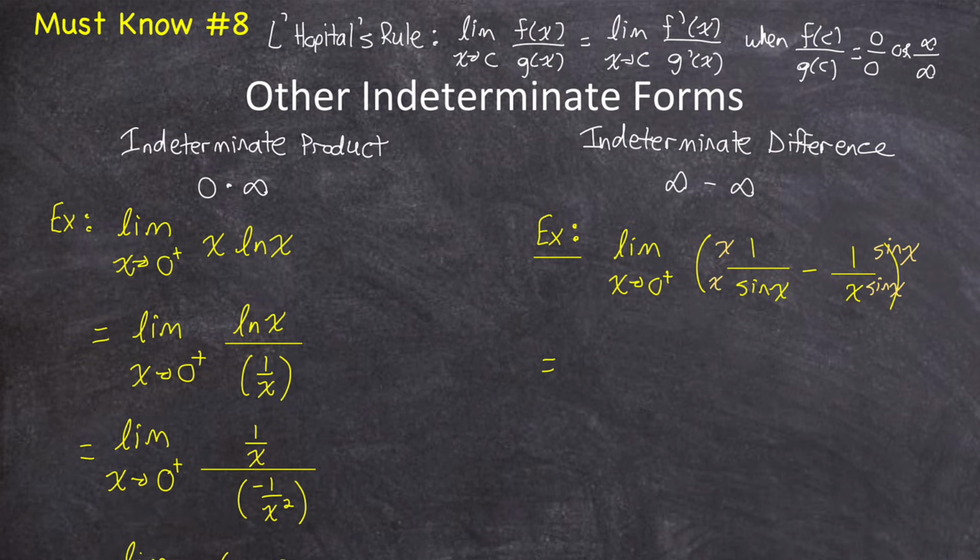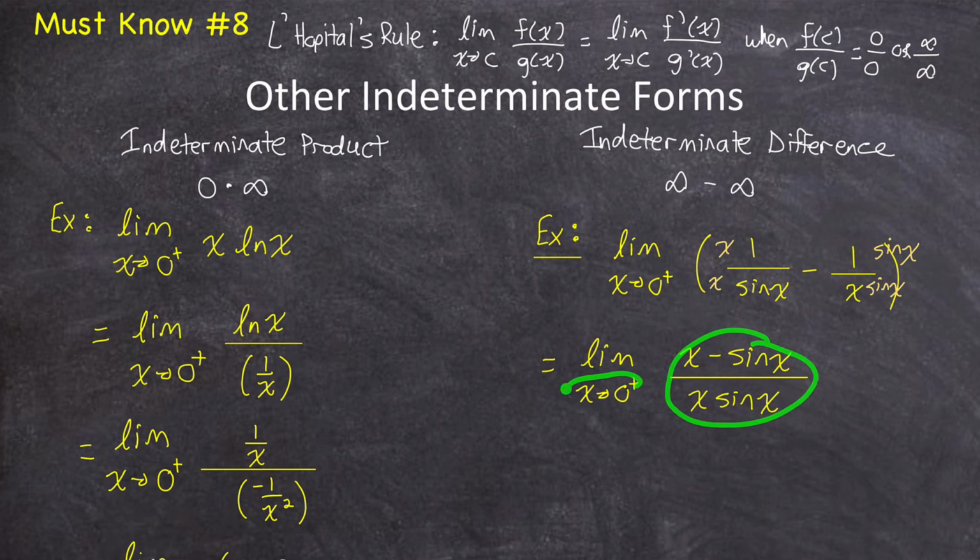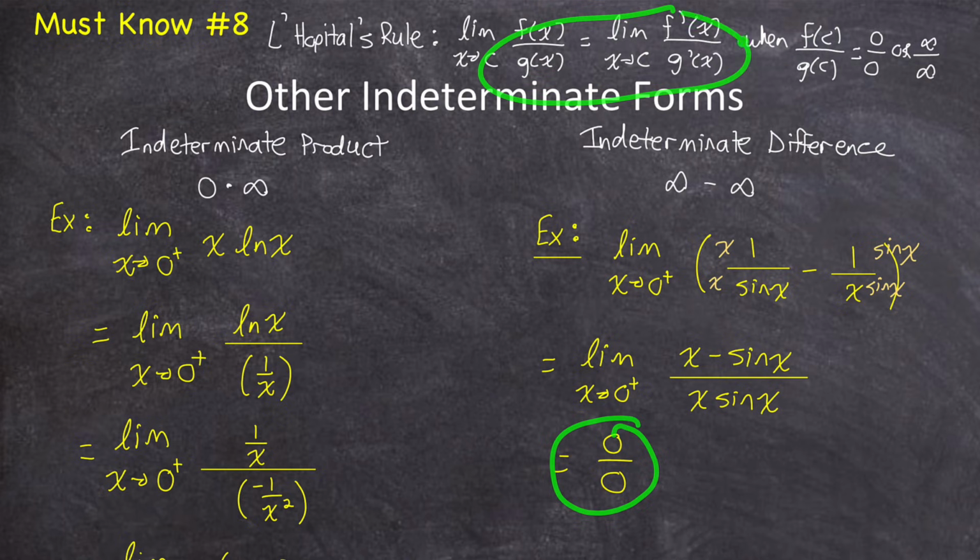And that allows me to write the difference of those terms as a single fraction. Now if I tried to evaluate the limit of this function as x approached 0 from the right, I would get 0 over 0. When getting that indeterminate form, we can now use L'Hopital's rule.